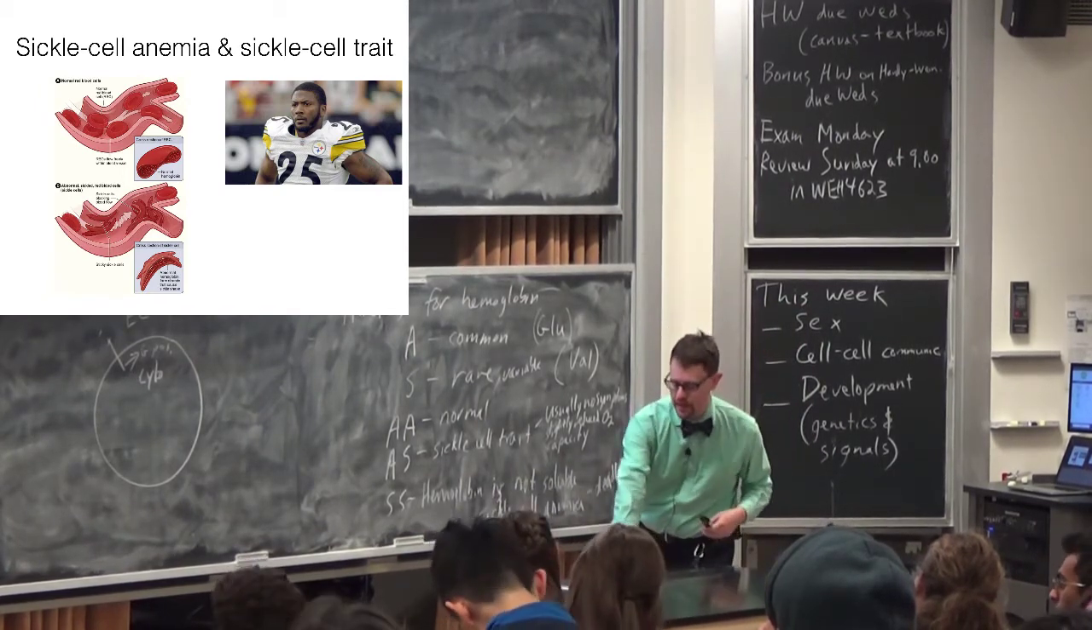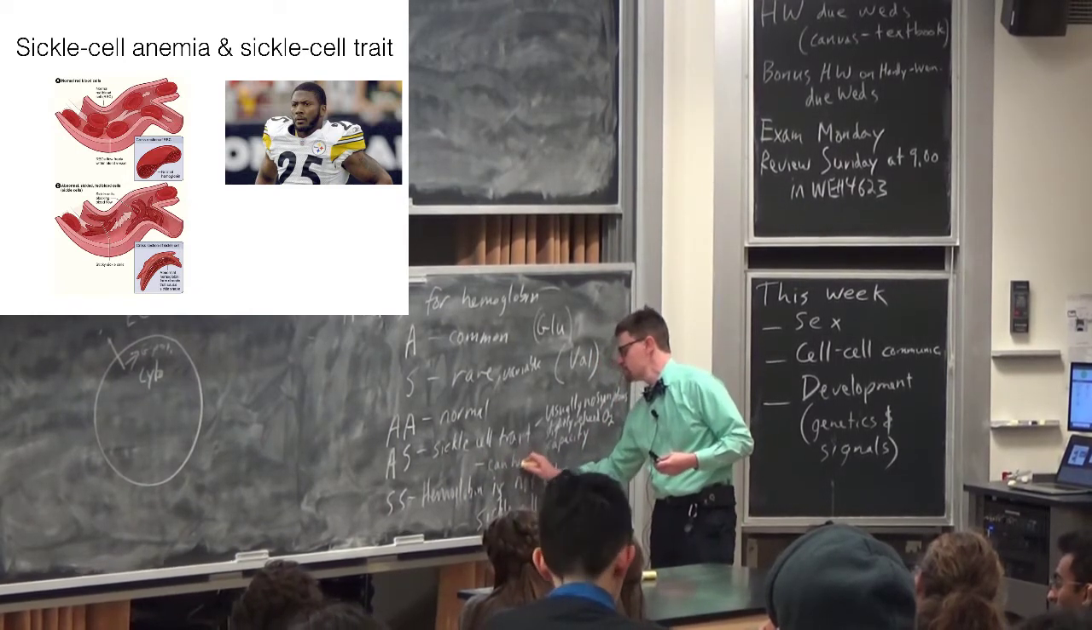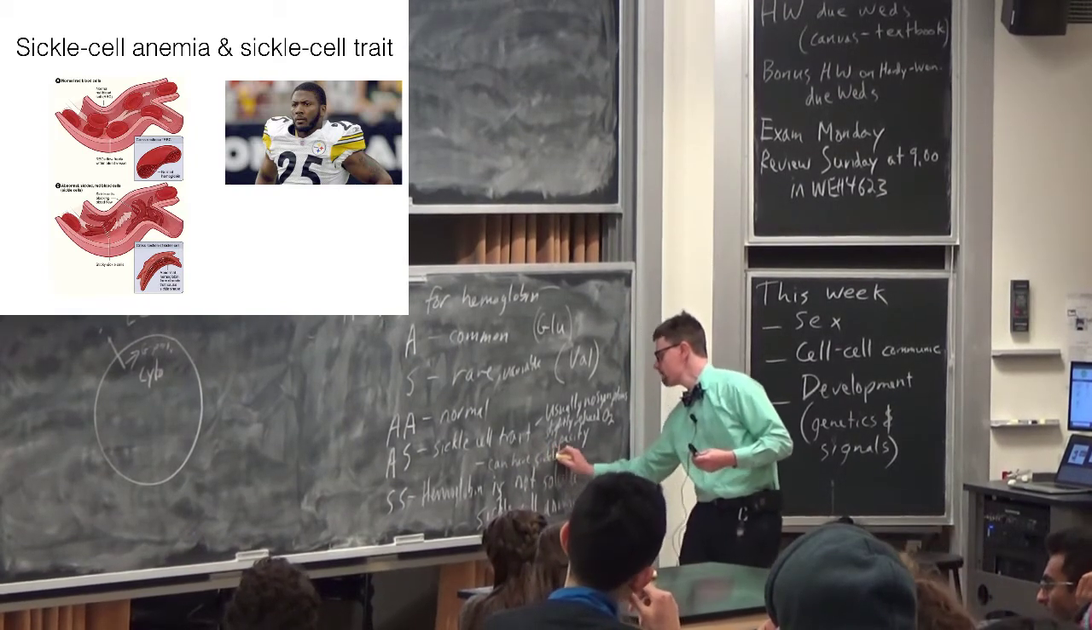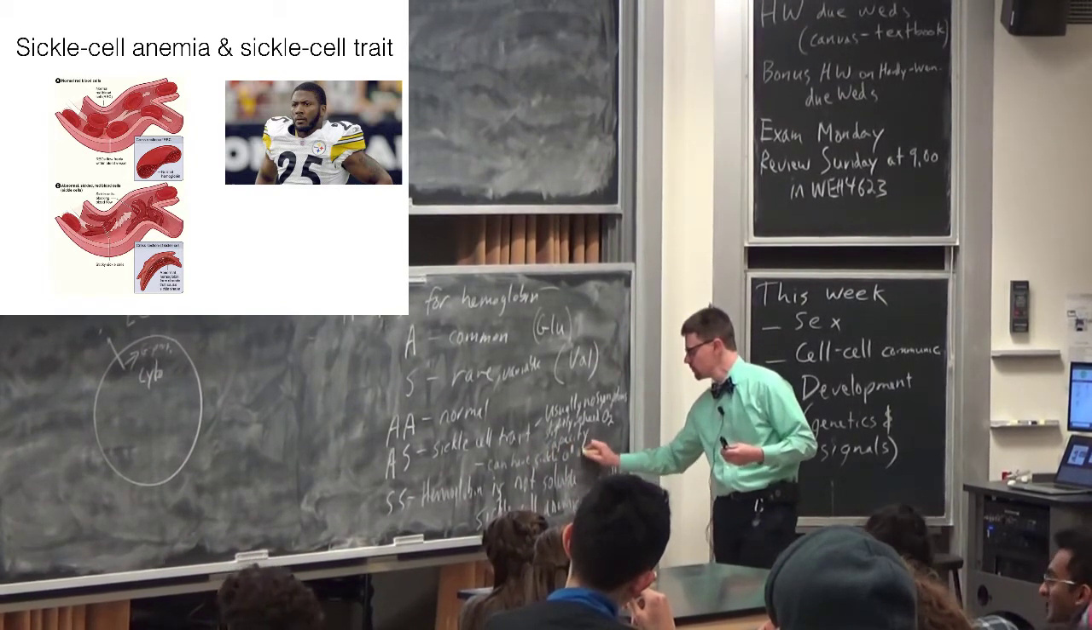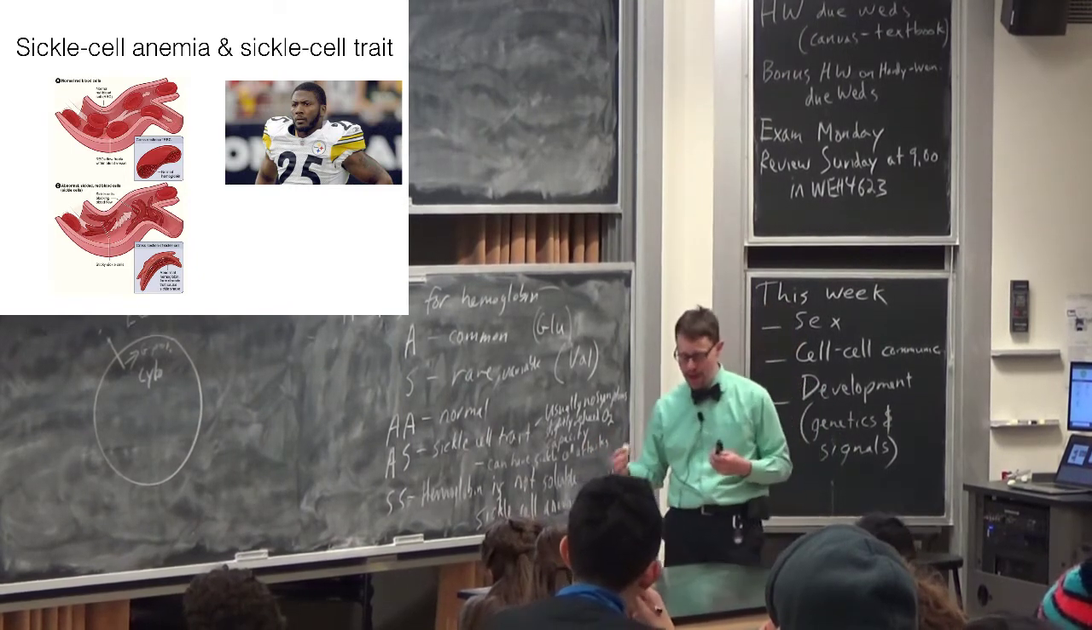So people with sickle cell trait can have sickle cell attacks, and these usually happen at high altitude. But otherwise, they are typically asymptomatic.